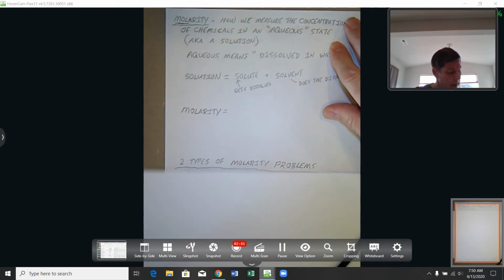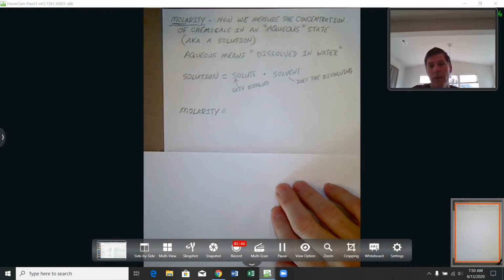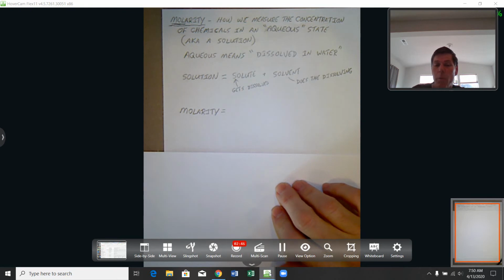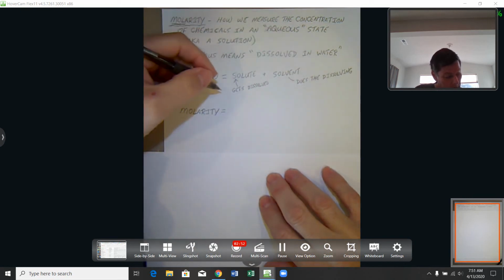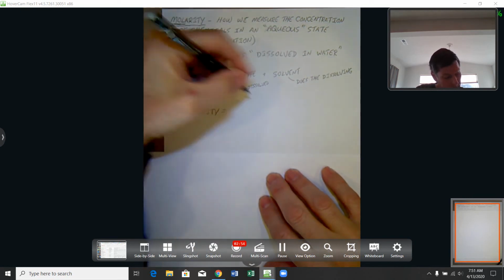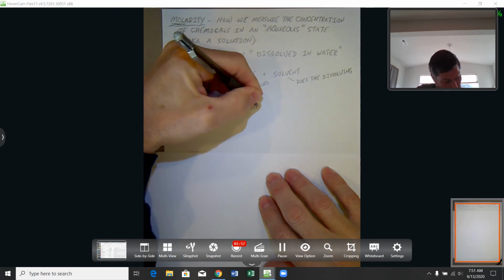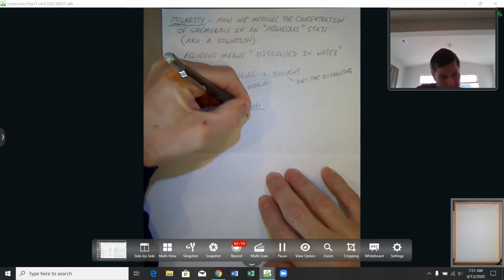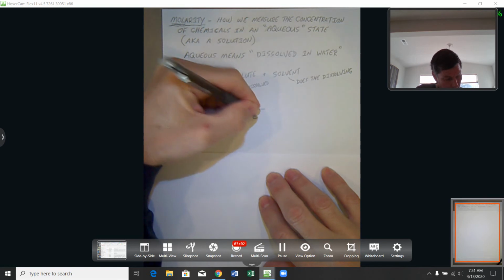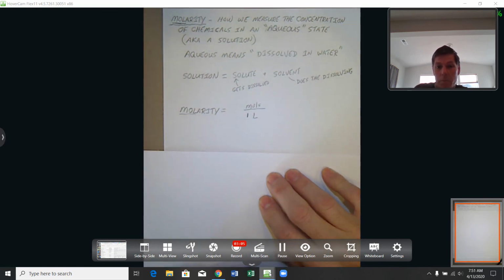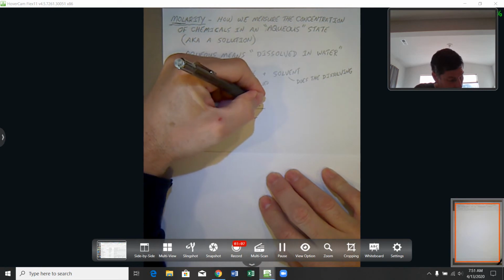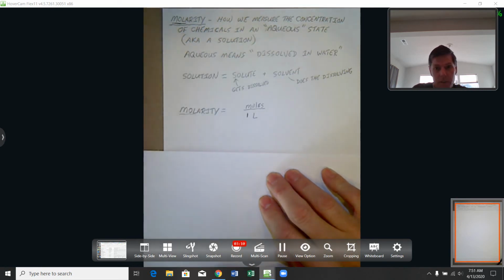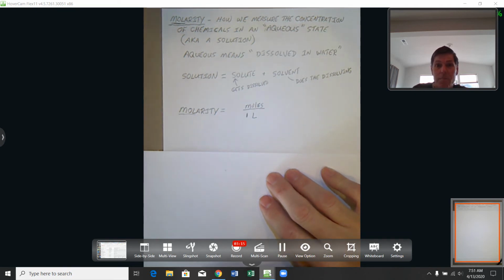Now, the question becomes, what the heck is molarity? Well, molarity has a set formula. We're going to come back to this time again. There's two different types of problems based on that. We'll get to that in a second. Molarity, once again, root word mole, simply equals moles over 1 liter. Molarity is moles over 1 liter. That's the main concept we're working with.